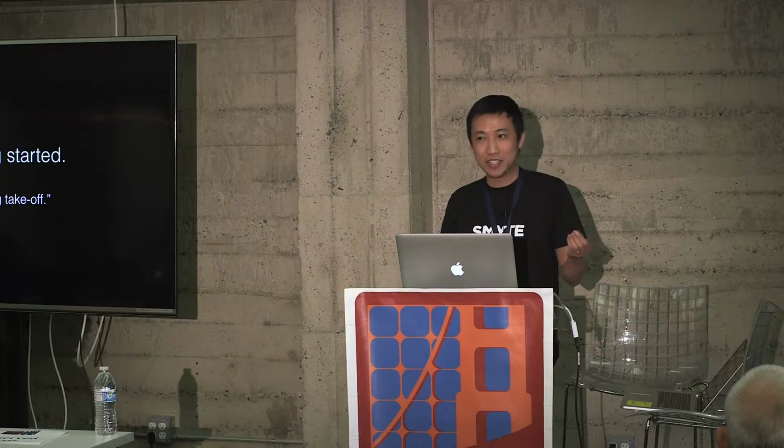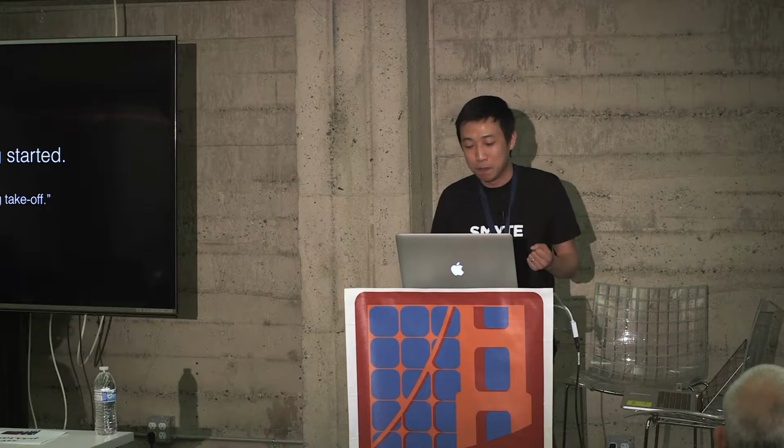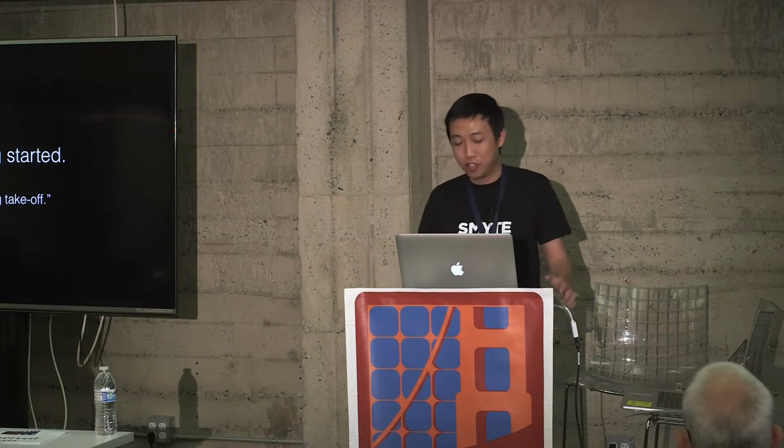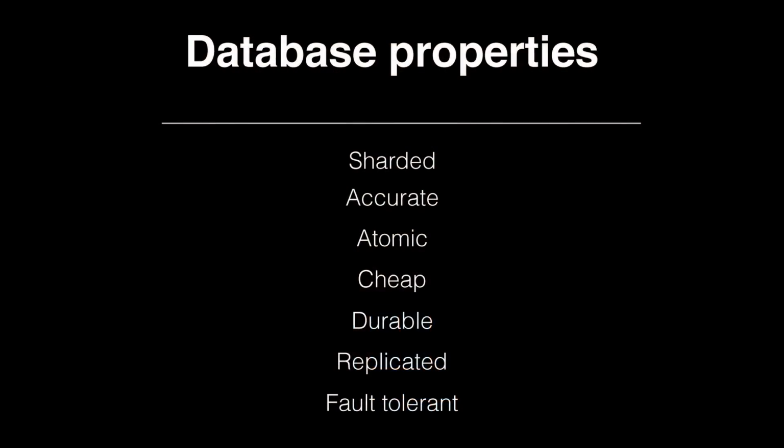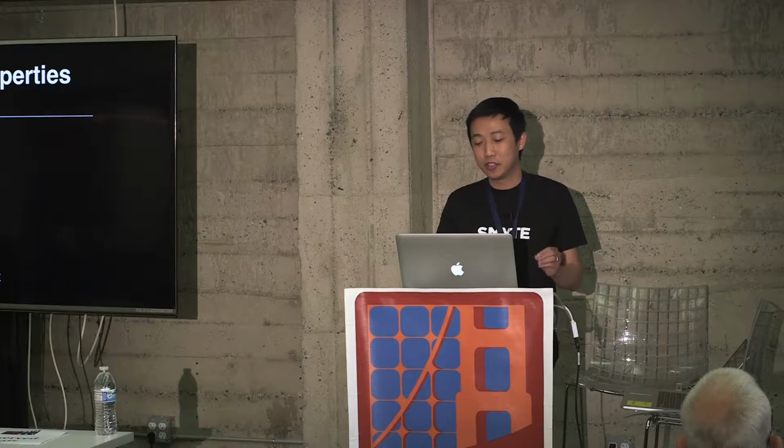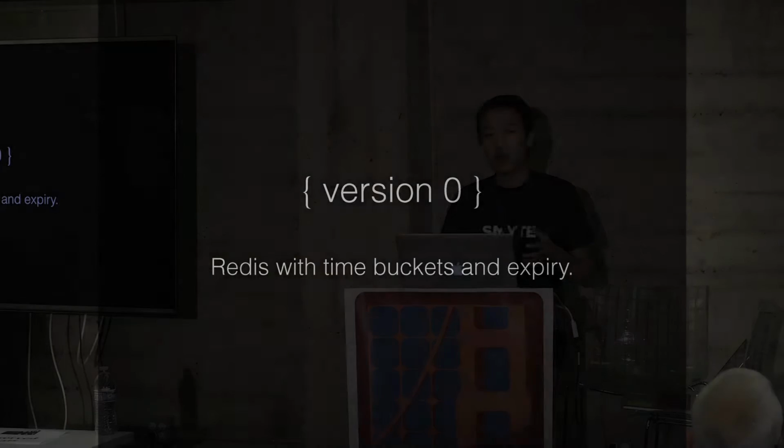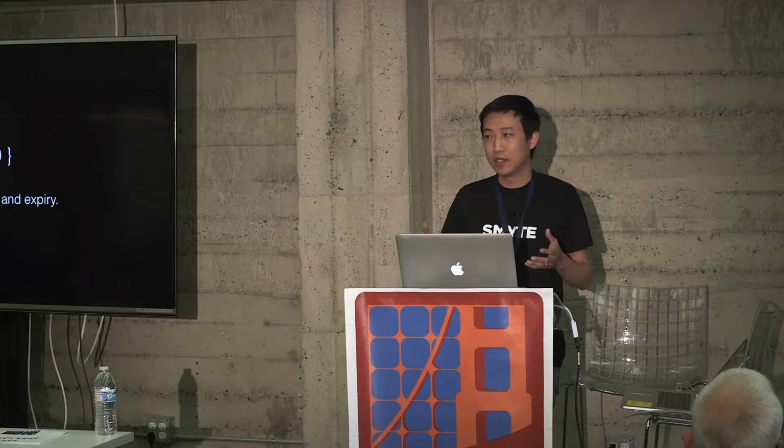Since we're a very small startup, all I want to do is build something overnight so that next day we can just go start pitching our customers. It's just like building a plane during takeoff. And because we're building a database, we want all these nice properties such as being sharded, accurate, fault tolerant, etc. in our system. And to do all these things, we first started with a very simple solution. We call it version 0, which is just using Redis. And we divide our events into time buckets with expiry.